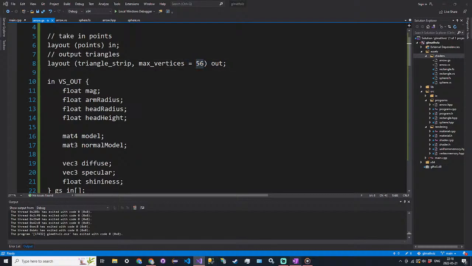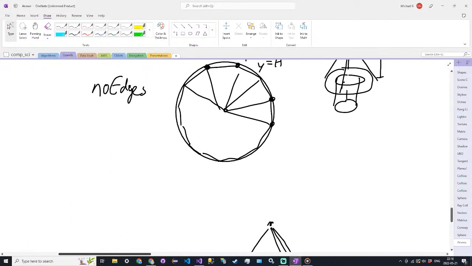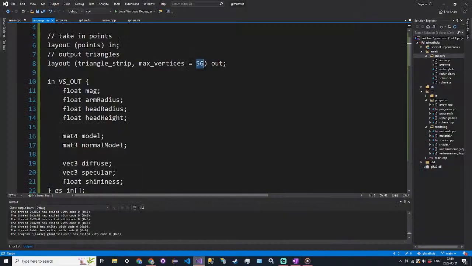So 56. We have a cylinder, so it has 15 edges, so we have 16 points in the base, 16 points in the top, so that's 32, plus the head has 16 points in the base, and then 8 tips because we send it every other time, so that's 24. So 32 plus 24 is 56, so that's that number.